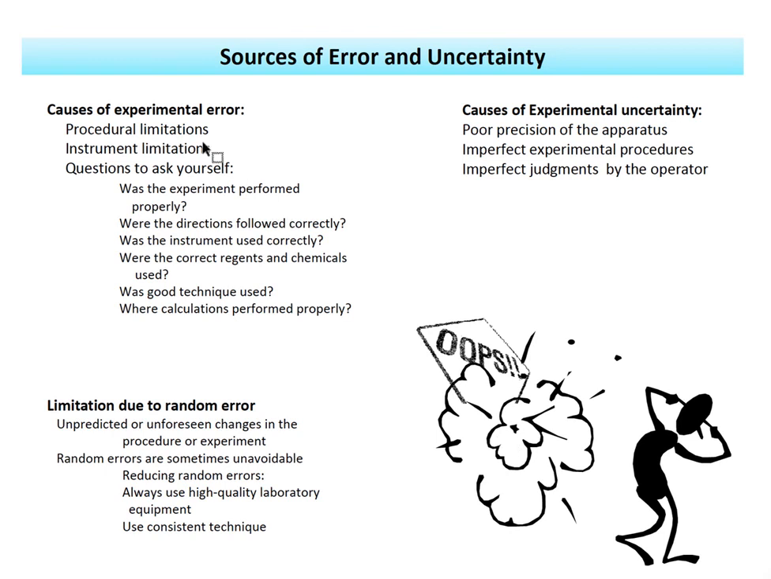Here are some sources of uncertainty. So there are some procedural limitations. For example, the next lab that we do will involve coffee cups, and some heat can escape those coffee cups. Instrument limitations: maybe the balance hasn't been calibrated and it's off just a little bit. So what you have to ask yourself is, did I do it properly? Did I follow the directions?